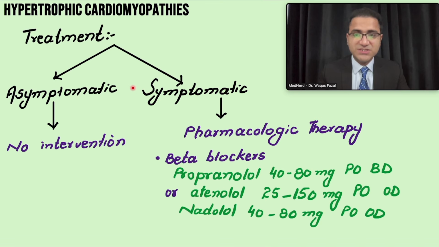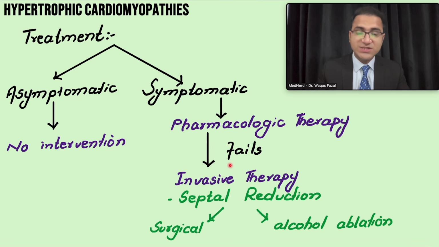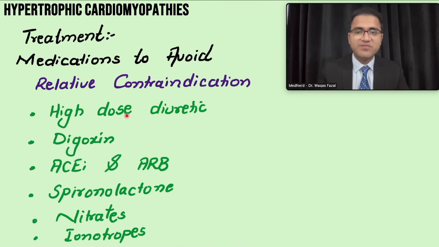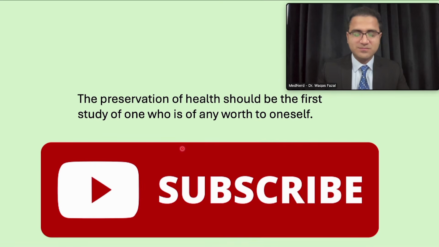We talked about the treatment. In the treatment, you give rate controlling drugs like beta blockers and calcium channel blockers. The surgical treatments include septal reduction, the medications that are to be avoided in these patients. Automated implantable cardioverter defibrillator, very important point.